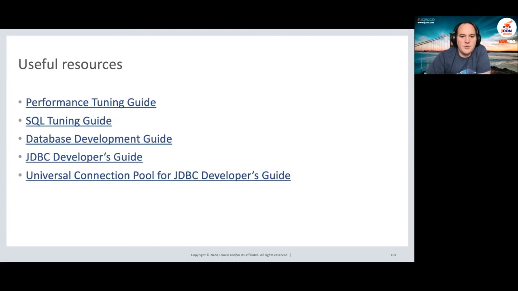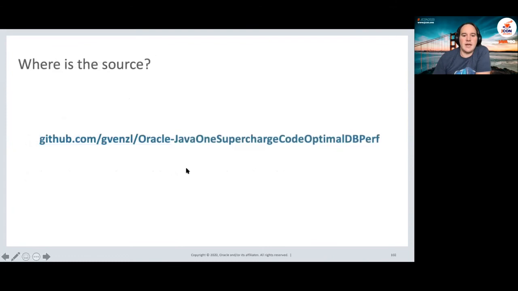There are a couple more useful resources here specific to Oracle database, if you want to go a little bit deeper into these best practices I explained. And if you want to find this code, it's on my private GitHub. Now you see that I have rerun this a couple of times. There's Java 1 in the title, but if you go to my GitHub and search for Supercharge code, you can take it for your own spin and figure it out.